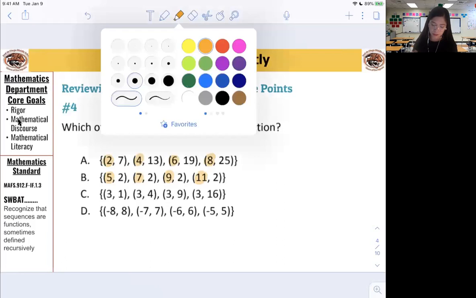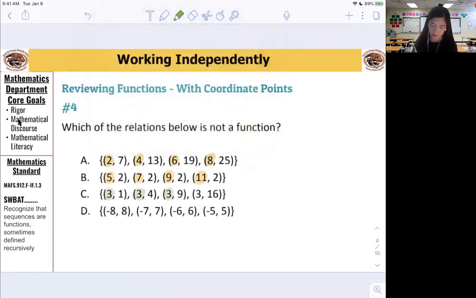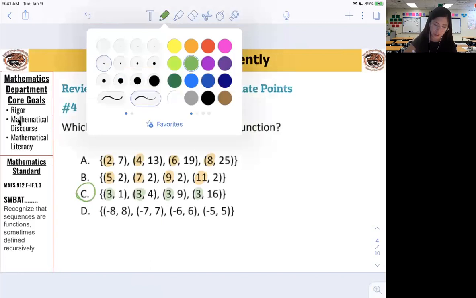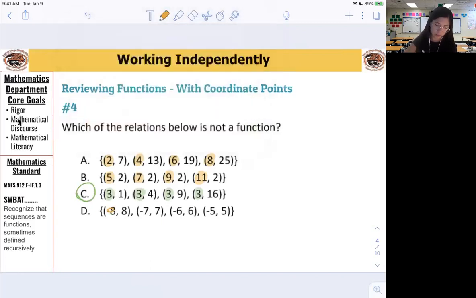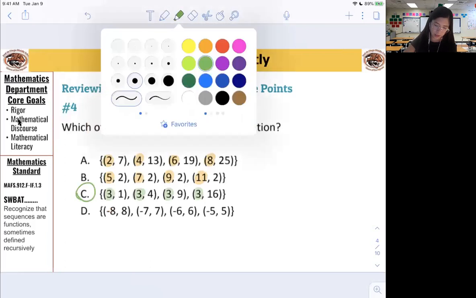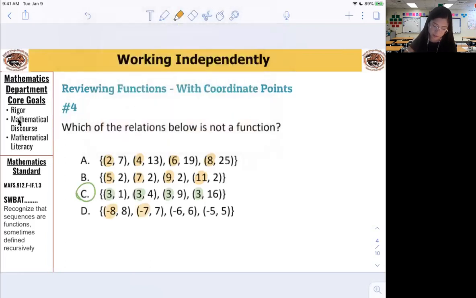Then I look at letter C and I have 3, 3, 3, 3. I've got a lot of repeating numbers there. All of those 3s are input values and they are repeating. That's how I know that this one is not a function. Now in D, just to double check, I have -8, -7, -6, and -5. Again, I have no repeating values. Therefore, all 3 of those, A, B, and D, are functions. C is the only one that is not a function since I have all of those repeating values.